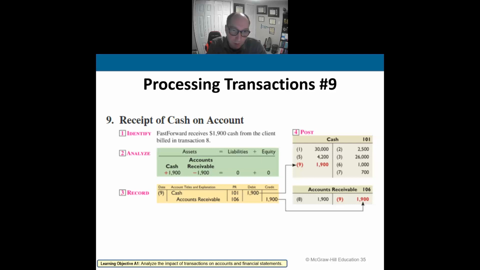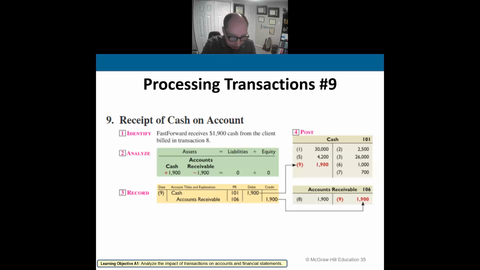Another example of a transaction, we received cash from our customer on account. So now I'm receiving cash. My customer, let's say this is a couple days later, now they're paying me. Remember, I provided the services to them on account, or on credit. Now they're paying me for the money that they owe me for the services I already provided.